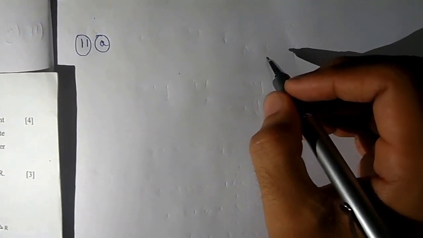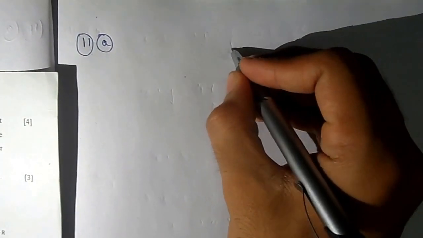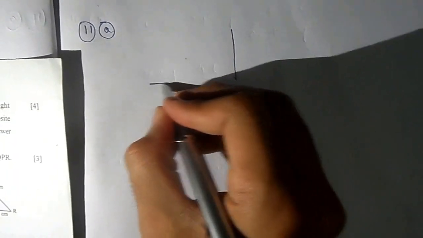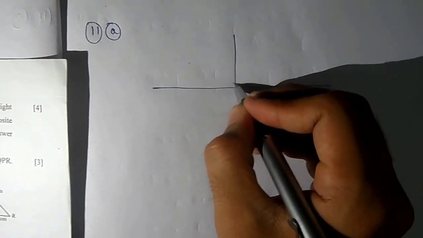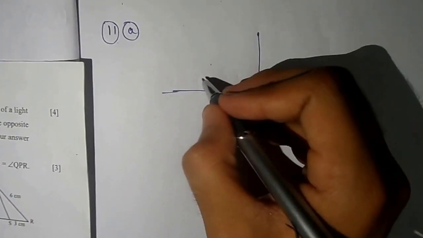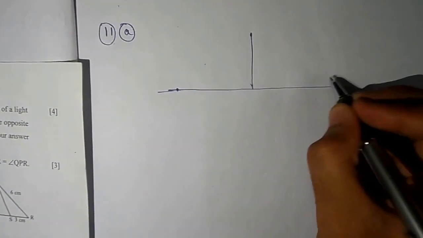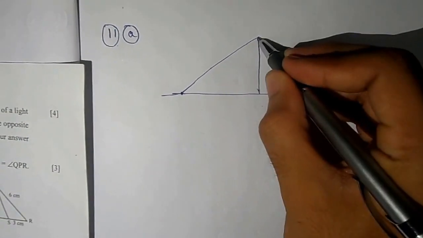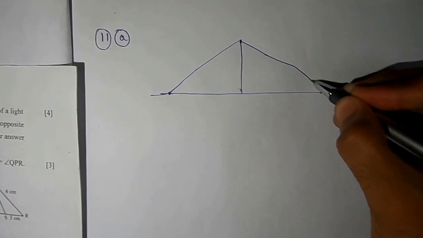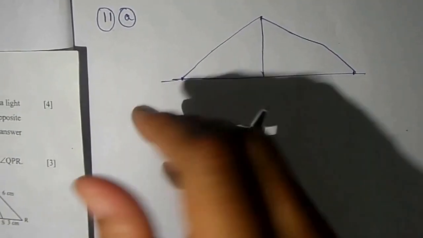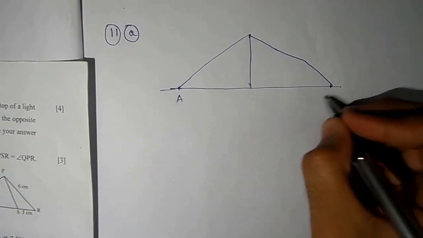So let's make the diagram first. Now a lighthouse 60-meter high in the middle. This is a line, not a lighthouse. This is the sea. And now I guess there is a man over here who is observing two ships. One over here and one over here. So we have the diagram of our question. Let this be ship A and this be ship B.